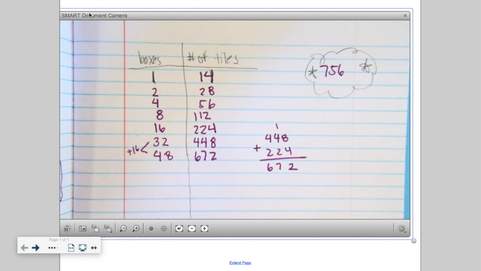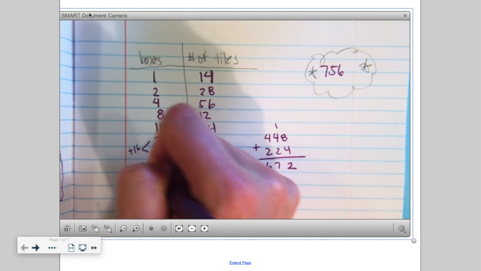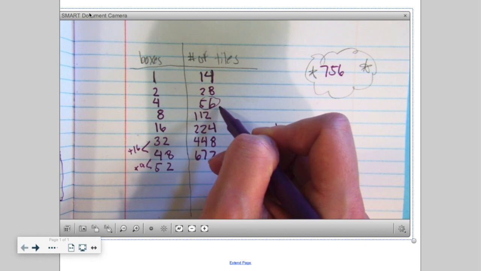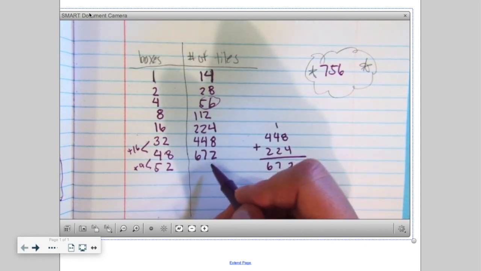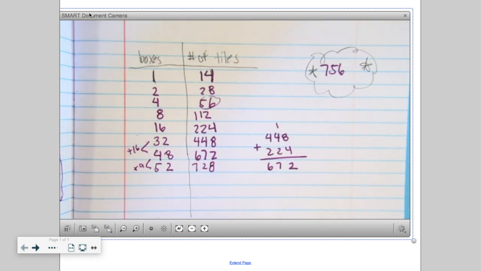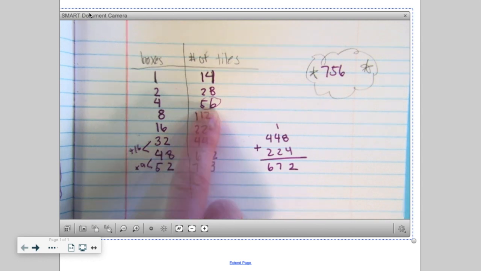Now I'm going to add in 4 here. I think I'm just inching around it. I don't want to overpass it. If I'm adding 4 here, all I have to do is add what the equivalent to 4 boxes would be, and 4 boxes holds 56 tiles. So 672 plus 56 is going to equal 728. See what I did? If I'm adding 4, I know that 4 boxes is equal to 56 tiles.